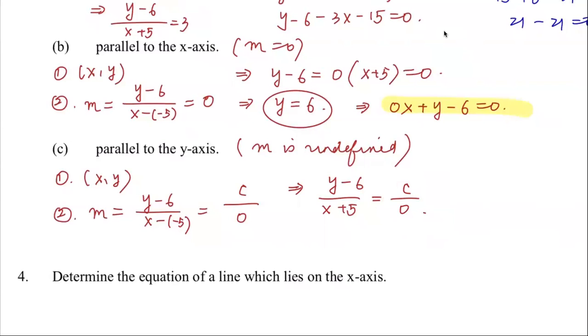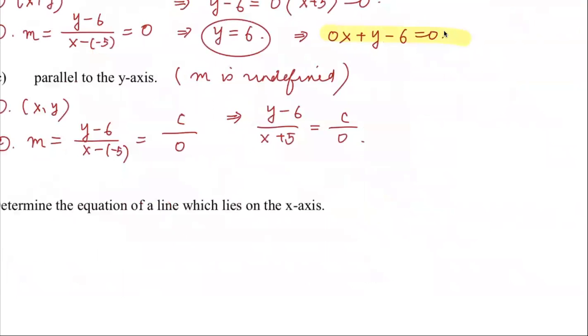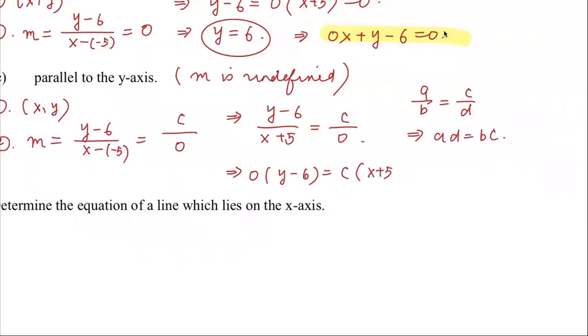And here, I don't know if you guys know this. If we have two fractions like this, a over b is equal to c over d, we have something called cross multiplication. So this gives us AD is equal to BC. A times D is equal to B times C. So we can use this theorem in this question. This gives us 0 times (y minus 6) is equal to c times (x plus 5), where c here is just a real number.